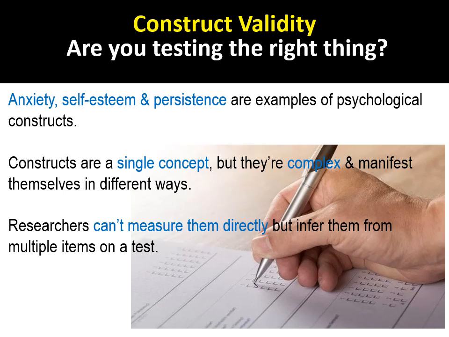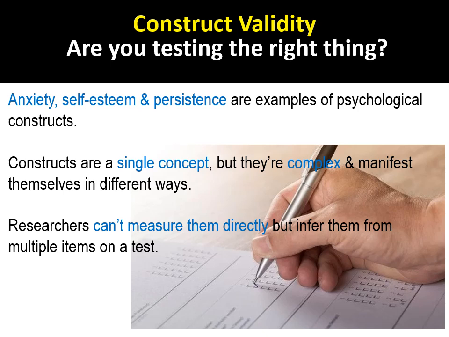Construct validity is, again, are you testing the right thing? So sometimes we think we're testing one thing and we're testing something else. So anxiety, self-esteem, persistence, these are all just examples of psychological constructs or concepts. It's a single concept, but it's really complex. How do we measure self-esteem? How do we measure anxiety? How do we measure your persistence and your grit and your resilience?